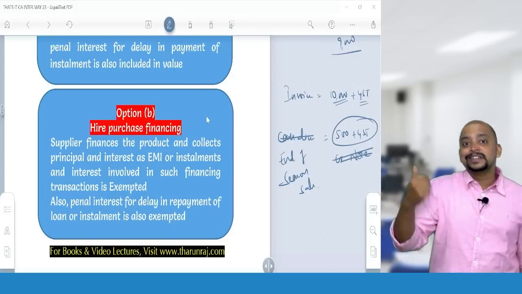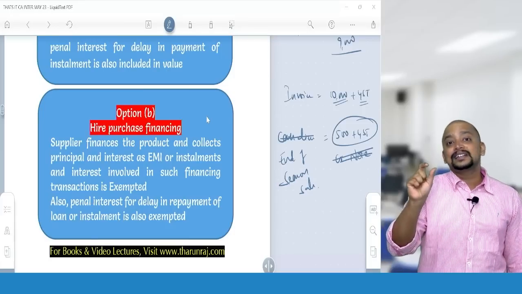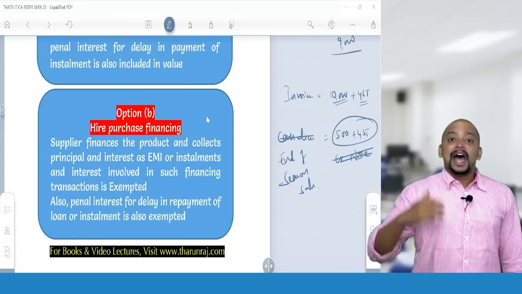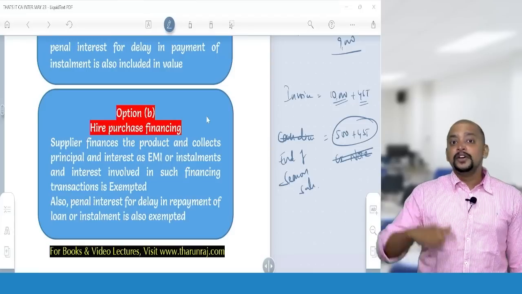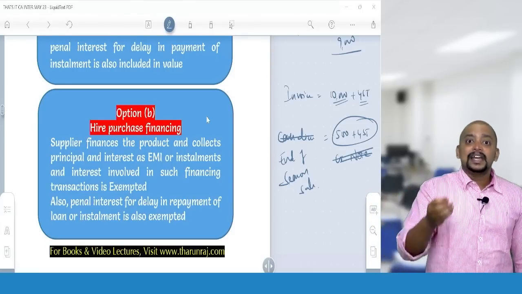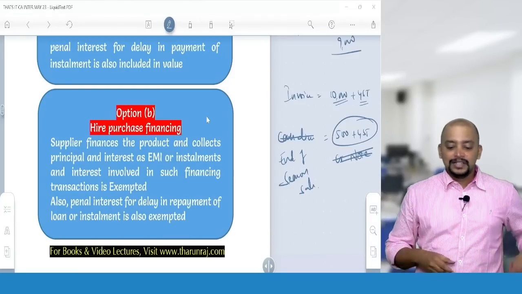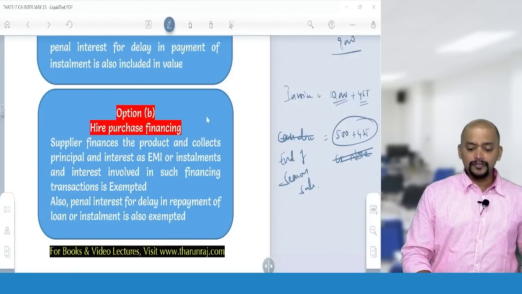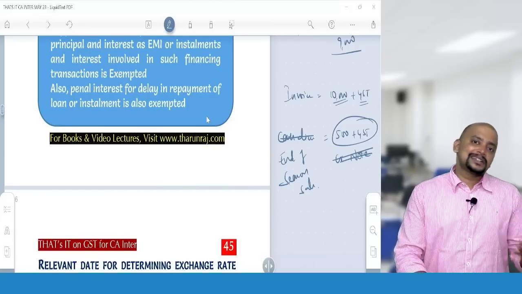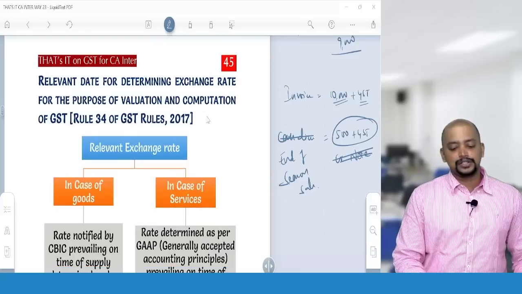That interest will be exempted because interest on loans, advances, deposits is exempted. So the financier recovering the EMIs, that interest component will be exempted. As that interest component is exempted, if for non-payment or delay in payment of an EMI an extra penal interest is levied, that penal interest is also exempted. That is with respect to this. So if the main interest is taxable, penal interest is also taxable. If the main interest is exempted, penal interest is also exempted.